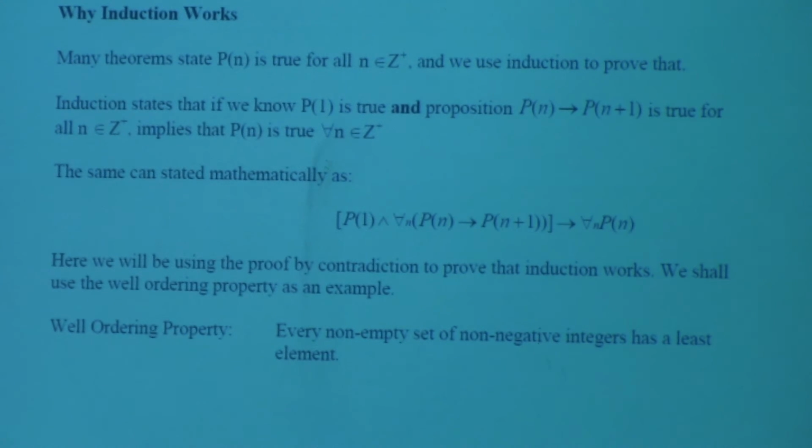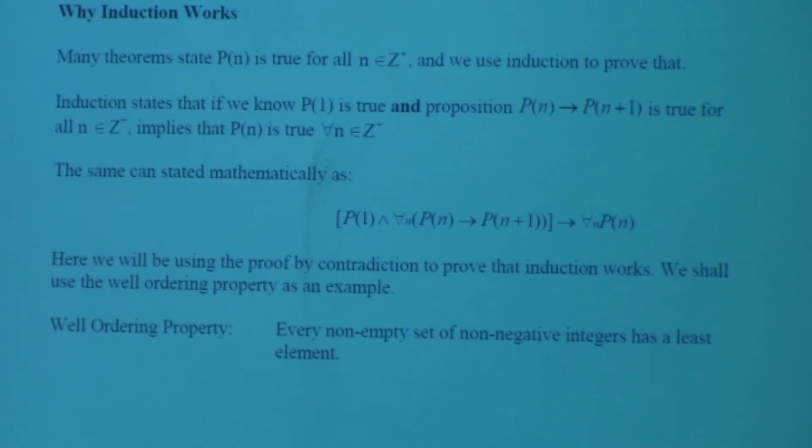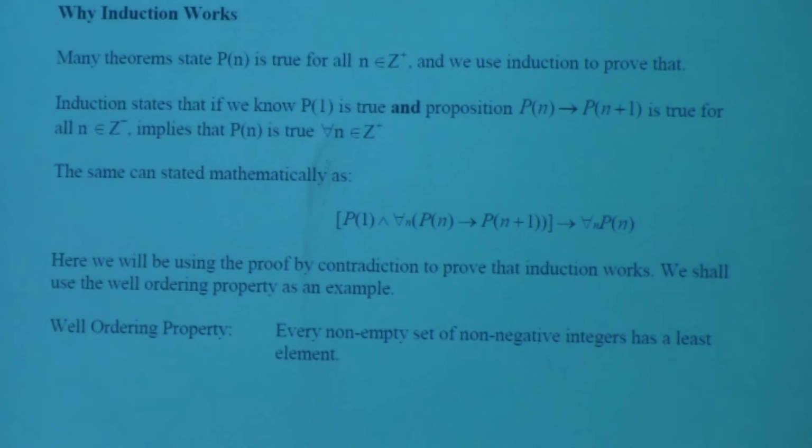In fact, you can read this as, if P of n is true, then P of n plus 1 is true. That's really what we're doing when we move from the assumption to the proof.